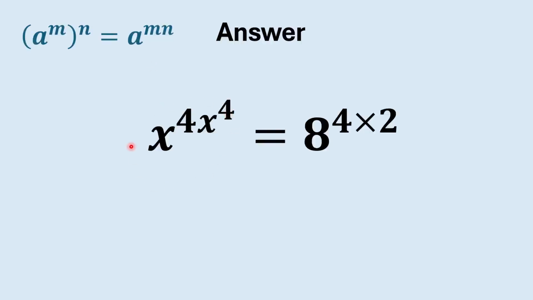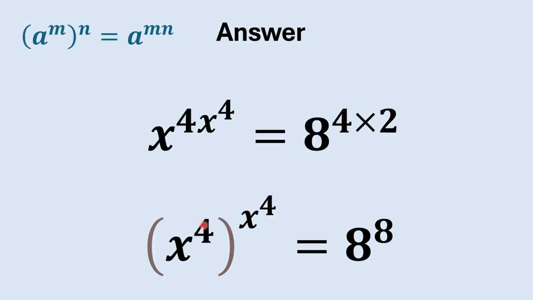So for this left side expression, x is equivalent to a, and 4 is equivalent to the m, and x to the power 4 is equivalent to n. So here, a to the power of m multiplied by n is equal to a to the power of m in the brackets to the power of n. So that means we can convert this left side expression into this, okay, x to the power of 4, because 4 is equivalent to the m here, in the brackets to the power of x to the power 4, because this x to the power 4 is equivalent to the n here. And for the right side, we can simply calculate it out. 8 to the power of 4 times 2 is equal to 8 to the power of 8.